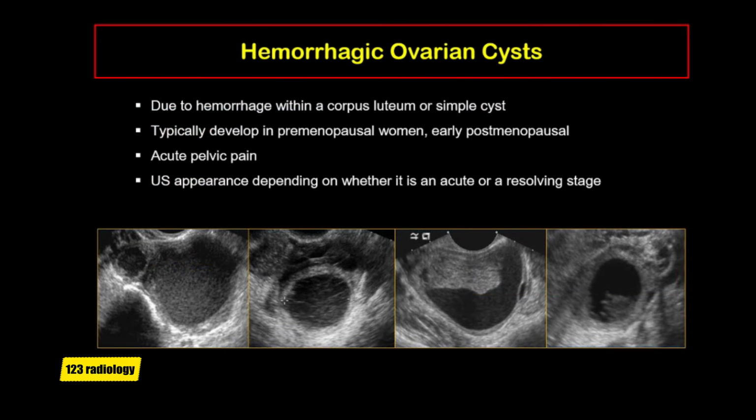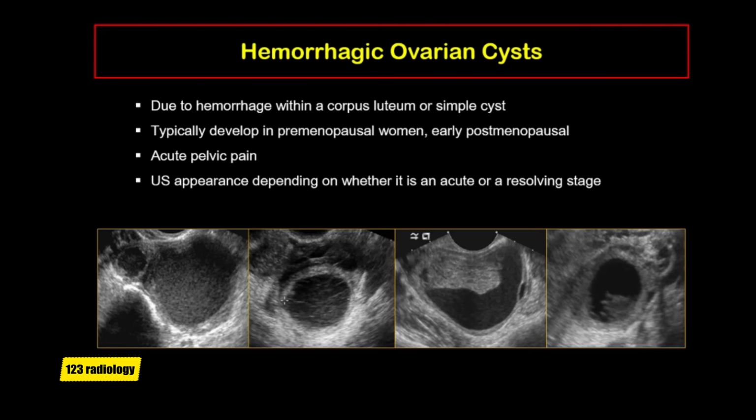Hemorrhagic ovarian cysts are generally due to hemorrhage within a corpus luteum or other functional cyst. Hemorrhage usually occurs during ovulation, secondary to rupture of germinal epithelium. These cysts are seen in premenopausal women or sometimes in early postmenopausal women due to occasional ovulation. The classic history of hemorrhage into an ovarian cyst is the abrupt onset of pelvic or lower abdominal pain, which can wake the woman from her sleep.